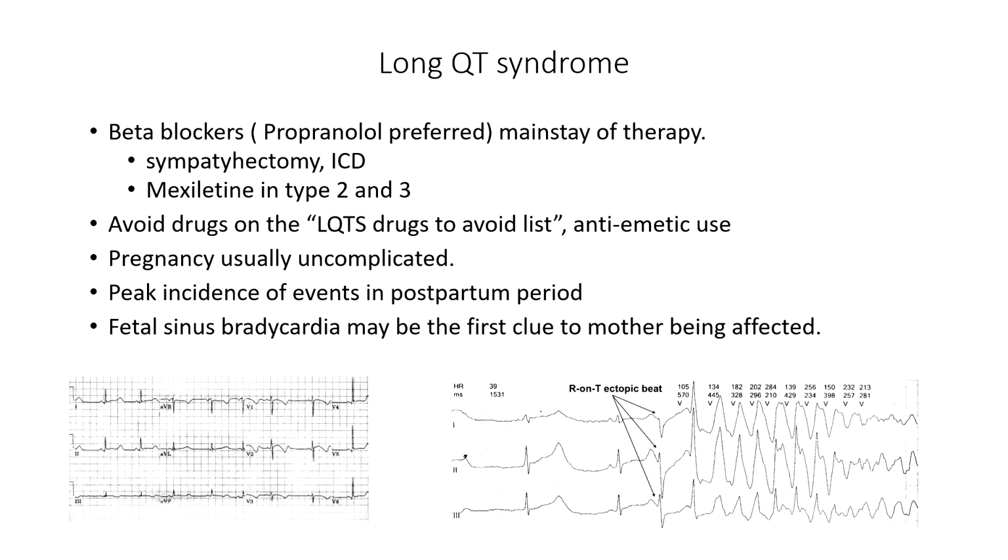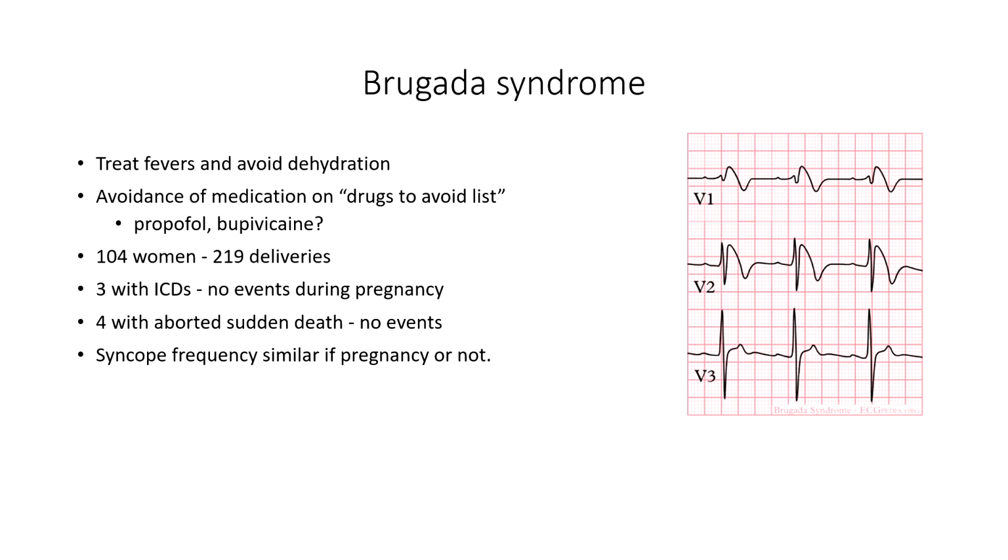This is the time when you should be careful when dealing with pregnant females with long QT syndrome. In Brugada syndrome, it is important to avoid precipitants that lead to torsades or ventricular fibrillation in these patients. It's important to treat fevers and avoid dehydration, because these are the main triggers in these pregnant ladies. Avoid medications on the drugs-to-avoid list. Data has shown that Brugada syndrome generally does not affect pregnancy. In one study with 104 women, no events were seen during pregnancy. So again, pregnancy is usually favorable in Brugada syndrome.